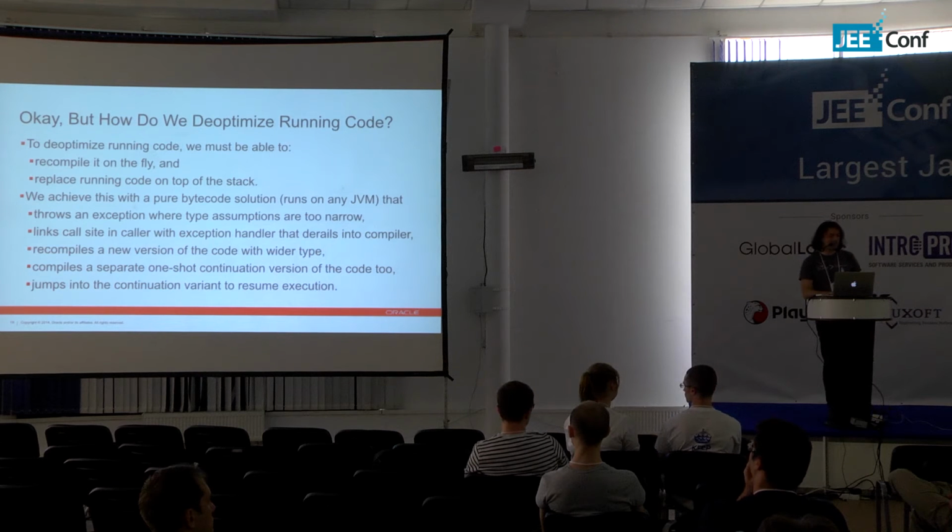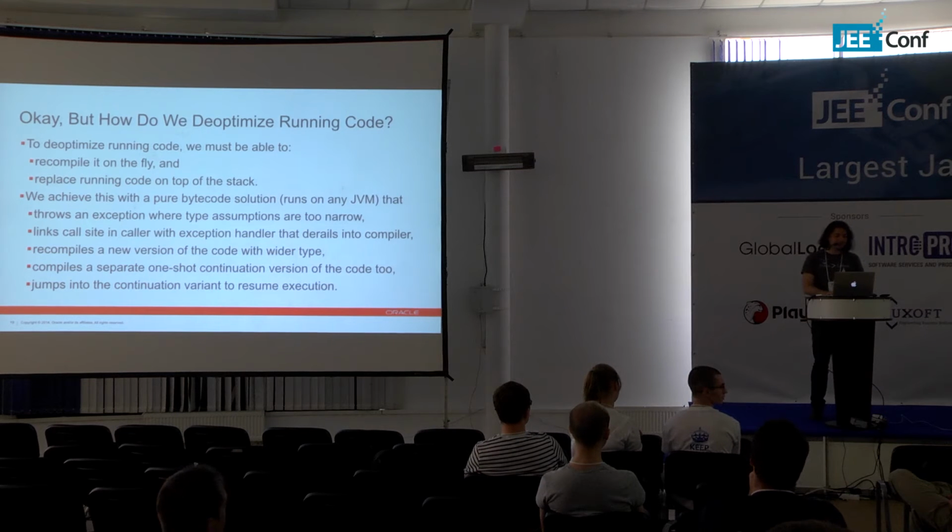It will just work. We actually do this by driving it with exceptions. Exceptions are thrown to the caller, at which point we derail into the compiler, generate a new version of the function with wider types, and we also generate a one-time continuation from that point where we interrupted execution with the narrower types, and then we jump back into that. So it's technically fairly involved, but it took us a few months, and we got it right eventually.